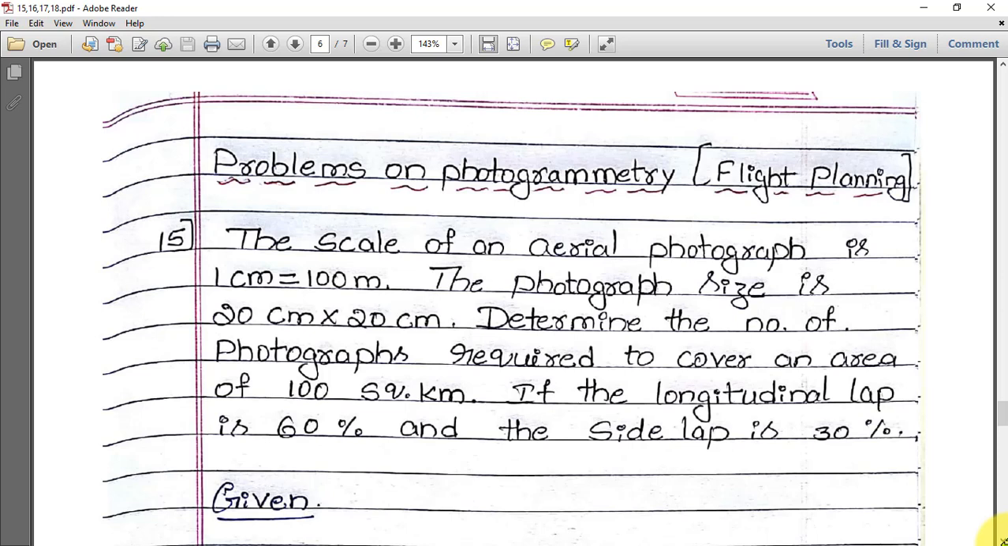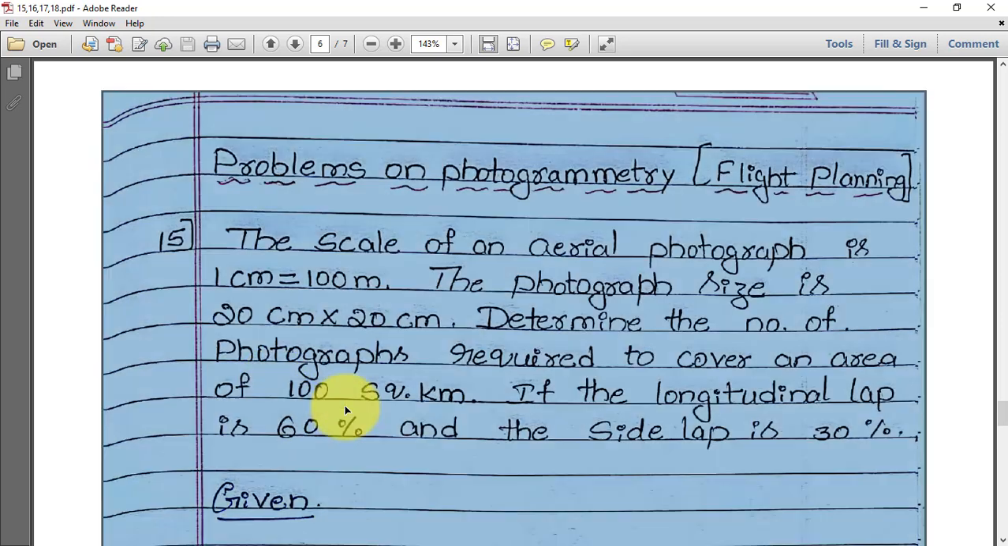The problem is like this: the scale of an aerial photograph is 1 centimeter equal to 100 meter. The photograph size is 20 centimeter by 20 centimeter. Determine the number of photographs required to cover an area of 100 square kilometer, if the longitudinal lap is 60% and side lap is 30%. Here we only want the number of photographs required for 100 square kilometer area.